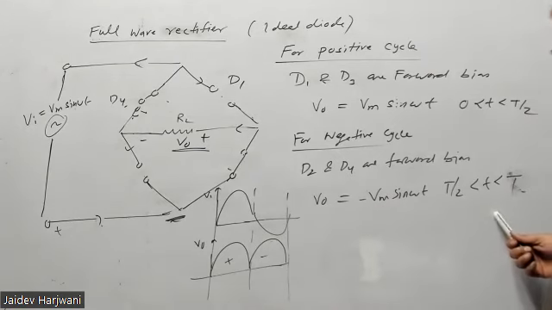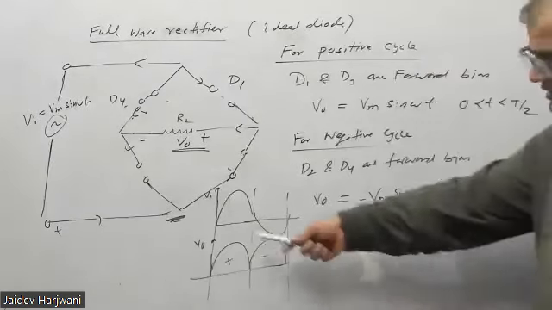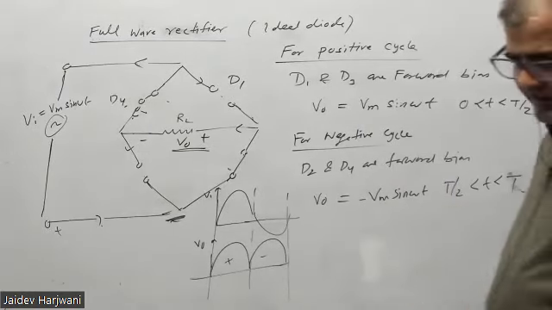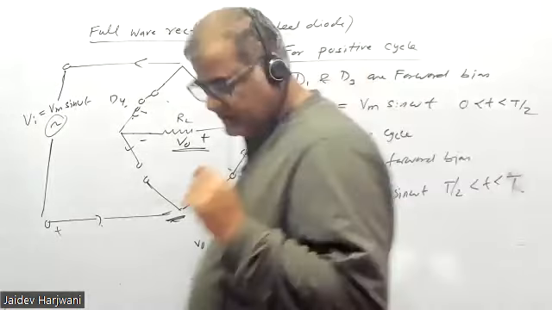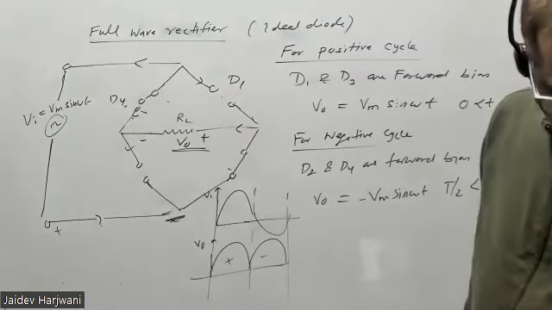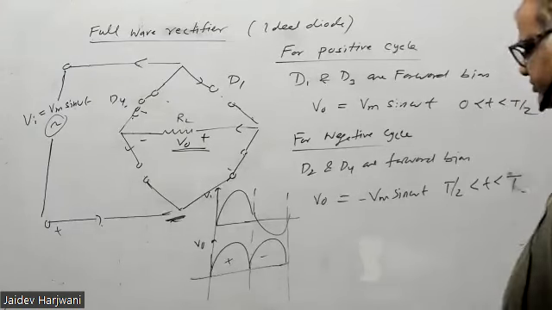Now you have the output. So this is a full wave rectifier. It is rectifying both the waves. You have the output. Find the average value. Is that point clear to everyone? That's why I told you in the beginning itself what you're supposed to do.